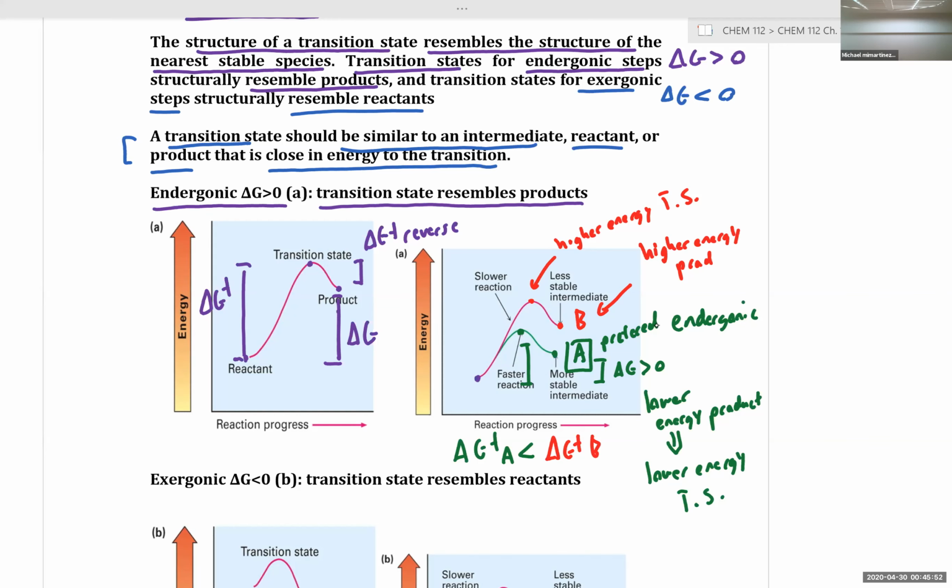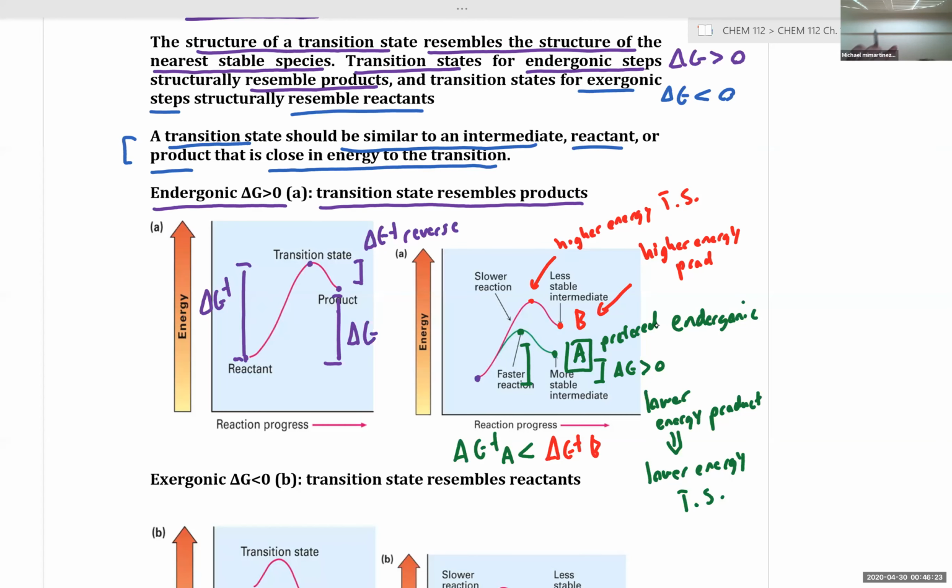So the logic is not that A is preferred because it's lower in energy. The logic is our transition state resembles A, our transition state is lower in energy, ergo A is generated faster. Does everyone catch that line of logic? Does everyone understand what I'm getting at here? The thing that controls product preference is our transition state. Is everyone comfortable with this idea?